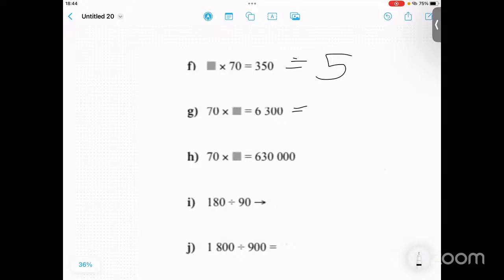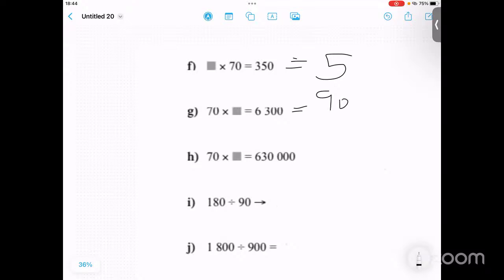G, Charisma, what's going to be the answer? Ma'am, I got 90. Okay. Anybody else? What did you get? Ma'am, I also got a 90. You also got a 90. I also got 90, ma'am. So everybody else got a 90. So the answer here is 90.